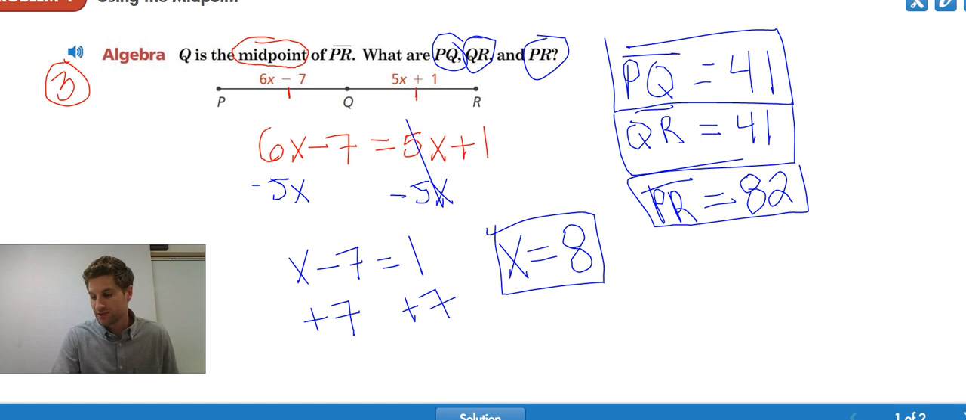All right, let's go ahead, and I think that might have been the last one. Let me check. Okay, yeah, that's our last problem. So there you go. Again, midpoint and segment addition postulate are two things that we kind of mix up a lot.